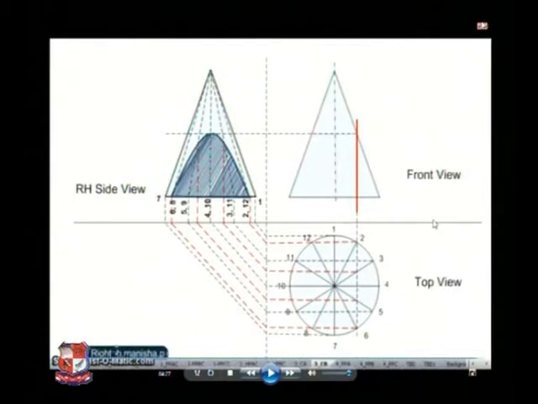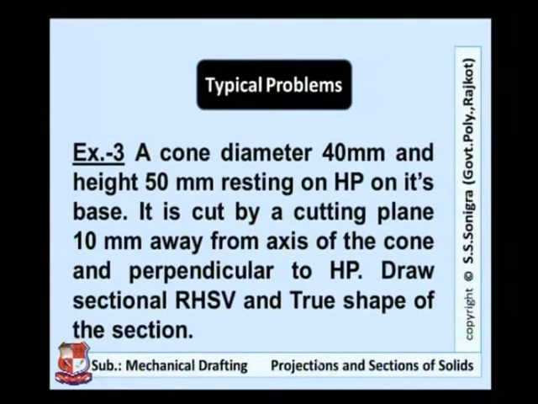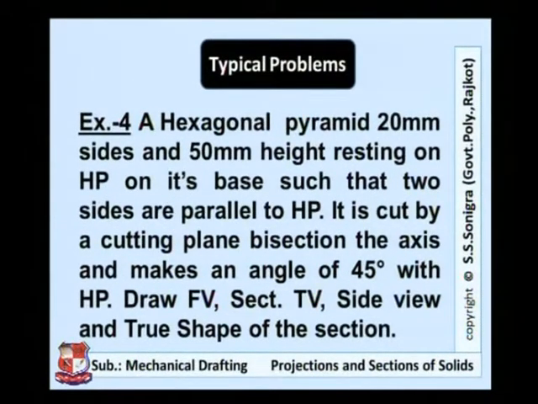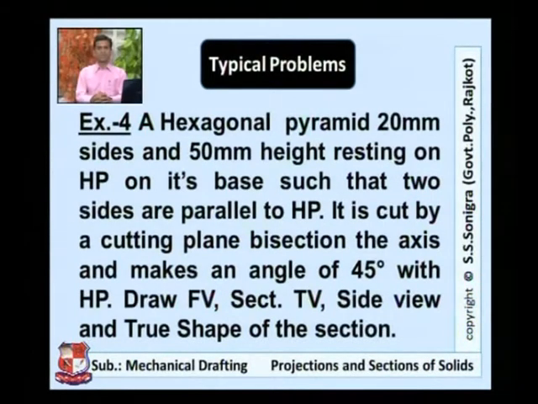So that is the solution of this problem, problem number 3. Now problem number 4 is based on a hexagonal pyramid. The data is given like this. A hexagonal pyramid, 20 mm sides and 50 mm height, resting on HP on its base such that two sides are parallel to HP. It is cut by a cutting plane bisecting the axis and making an angle of 45 degrees with HP. Draw the front view, sectional top view, side view, and true shape of the section.